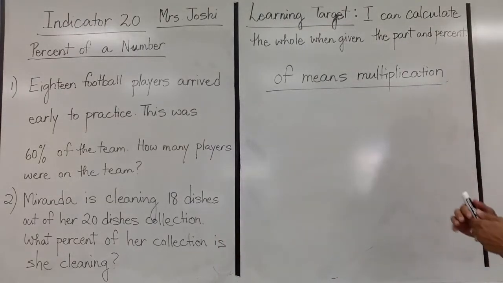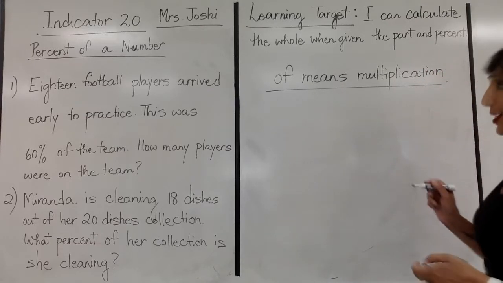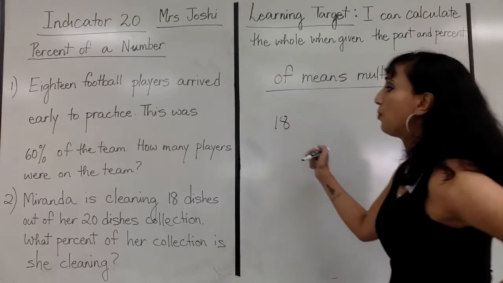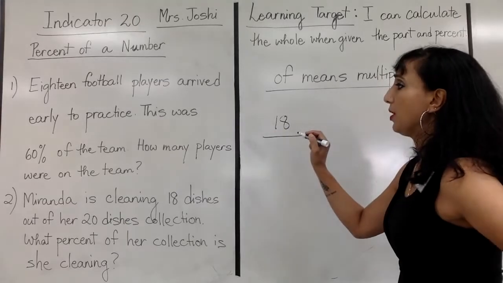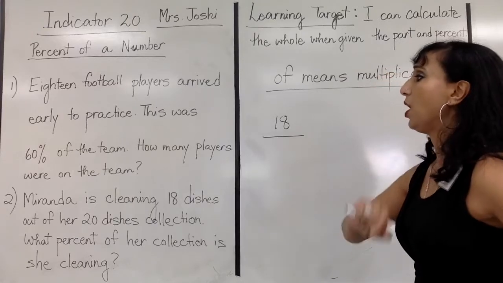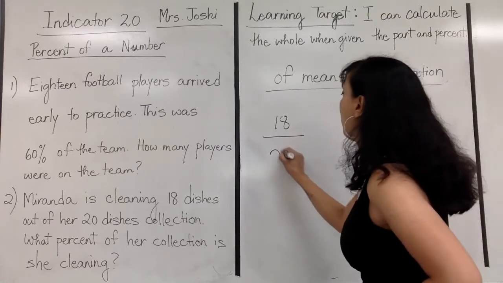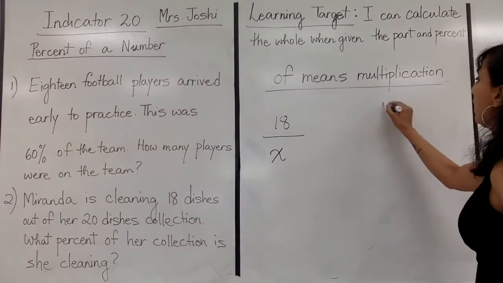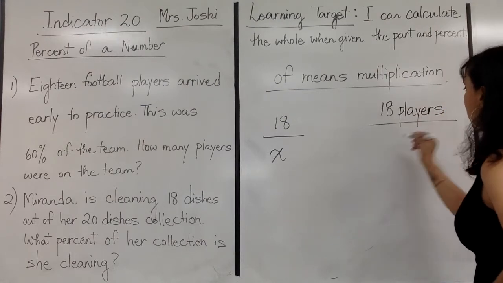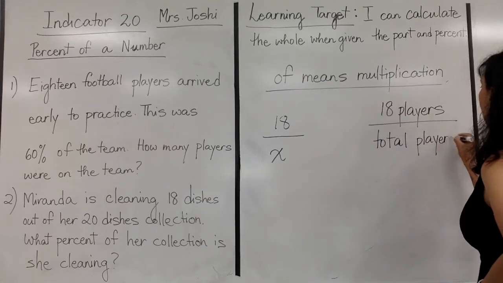Okay, so 18 football players arrived early to practice. Okay, this was 60% of the team. How many players were on the team? So if you're talking about 18 players, we are going to put 18 over how many players, because that's what this is. So 18 players over the total amount of players, because that's what we're trying to find. We're making a proportion. Remember, players over players.